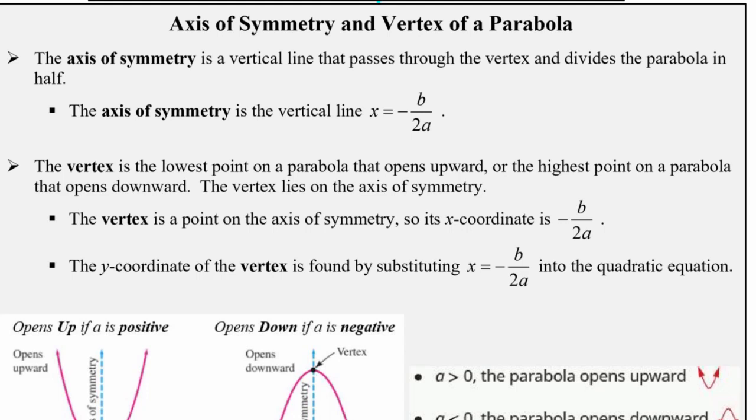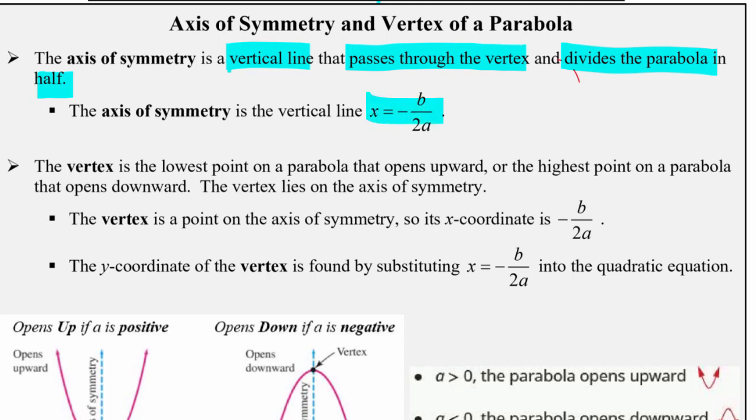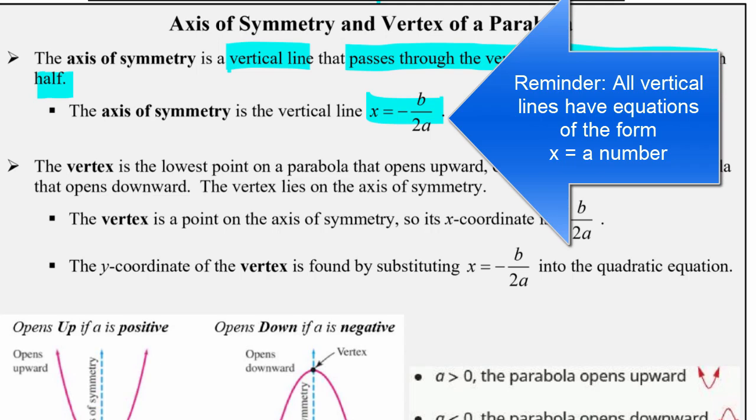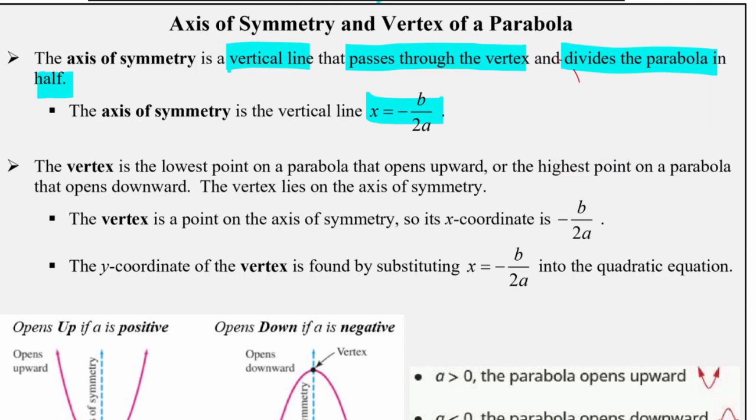Okay, so here we're once again defining the axis of symmetry. That's a vertical line. So the axis of symmetry is a vertical line that passes through the vertex and divides the parabola in half. And here it's telling us that the axis of symmetry is a vertical line that will have this equation, x equals the opposite of b over 2a. By the way, if that sounds familiar, that's kind of like we have that opposite of b over 2a in the quadratic formula, don't we? Okay, so that's something to keep in mind.